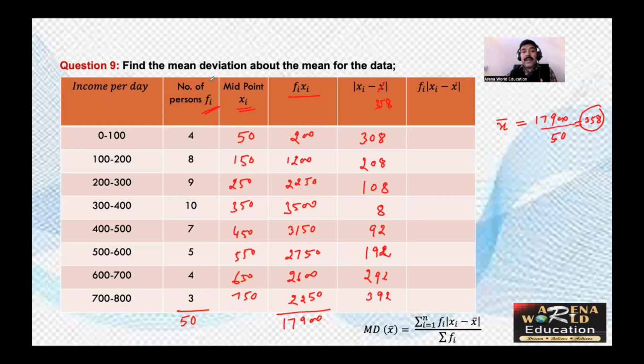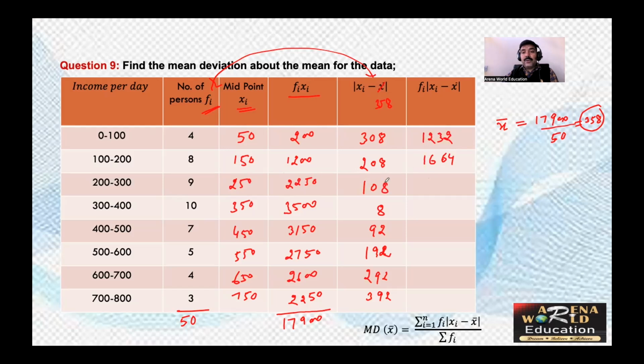Now we will multiply each Fi with modulus xi minus x bar. While multiplying, you have to be very, very careful, because look at first one, 4 into 308, right? So what will be the product? It is 1232, right? Similarly, 8 into 208, yes, 8 into 200 is 1600 and 8 8 is 64. So this will be 1664, right?